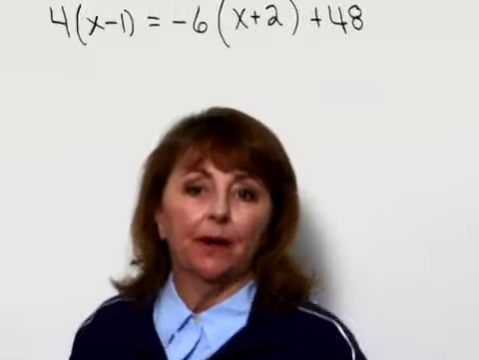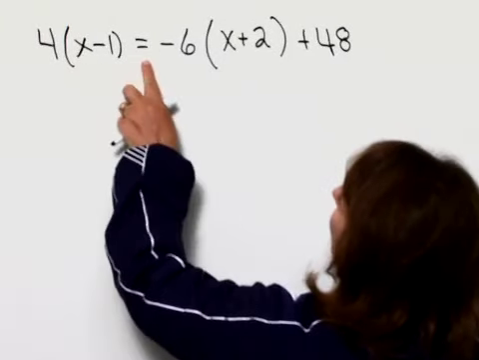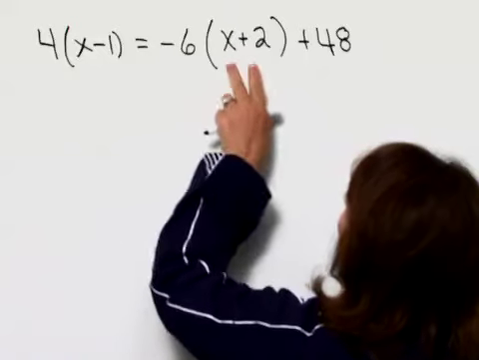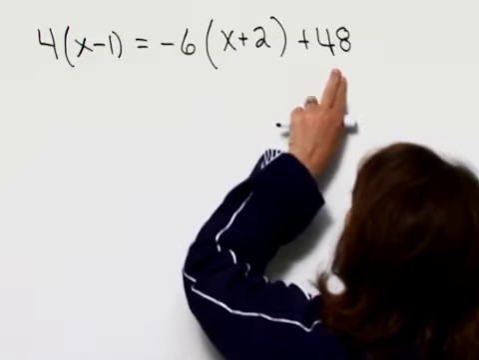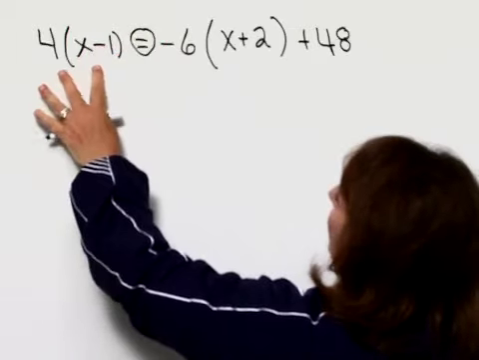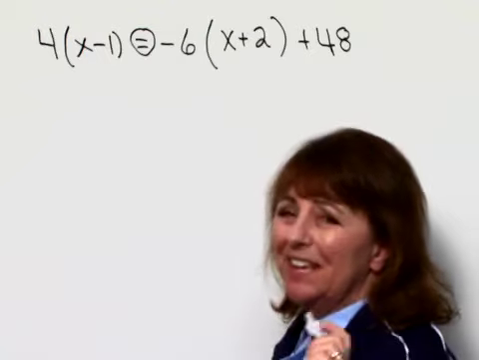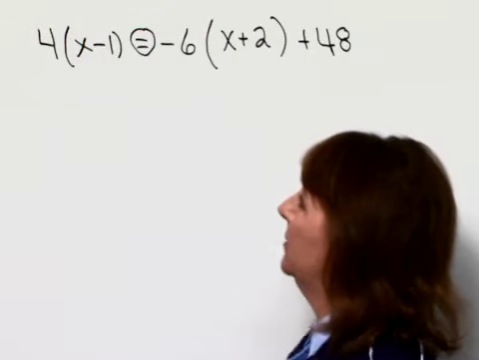Let's solve an equation now. We have 4 times the quantity x minus 1 equals minus 6 times the quantity x plus 2 plus 48. Our equal sign is here. We need to look on the left side and the right side of the equation and simplify each side. In this case, we have parentheses on each side.